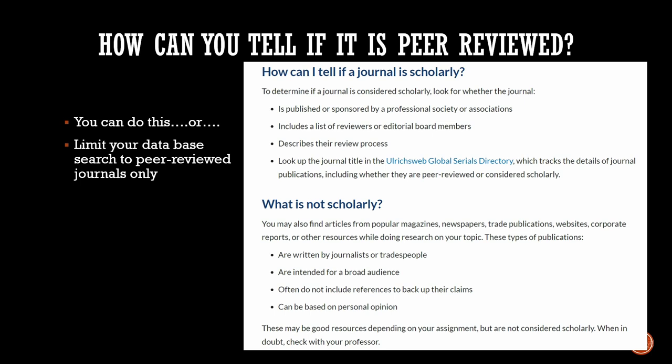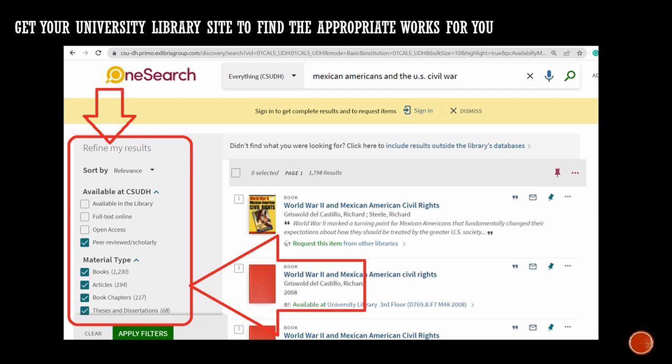So for example, most universities now are using the OneSearch tool. Here, this is the OneSearch for one of the other institutions I work for, Cal State Dominguez Hills. As you can see, it can help narrow down your search terms on this navigation pane to the left. You can look at specifically just peer-reviewed scholarly sources by checking that checkbox there. You can also narrow it down by books, check the box for articles, or check the box for book chapters and theses and dissertations.